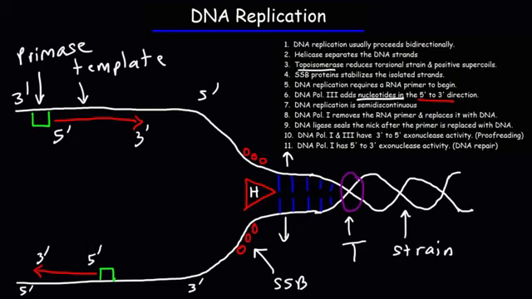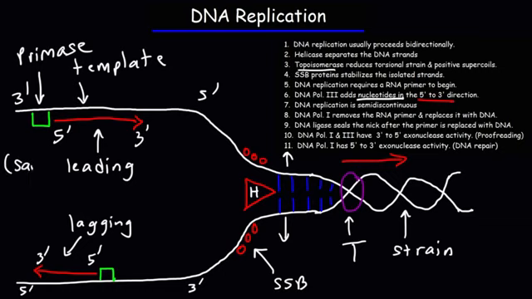Now, notice that this strand, by the way, the one in red, is called the leading strand. And this one here is called the lagging strand. The leading strand moves in the same direction as the replication fork. The lagging strand moves in the opposite direction of the replication fork.